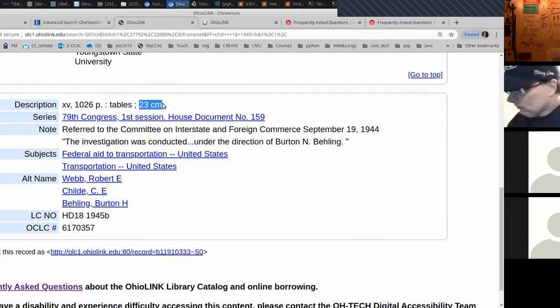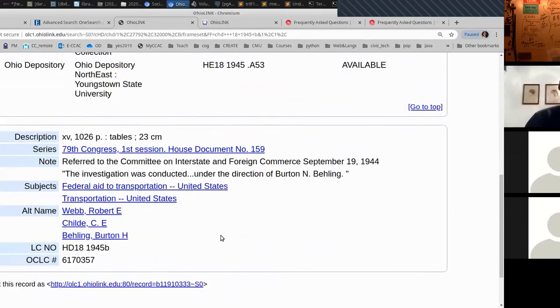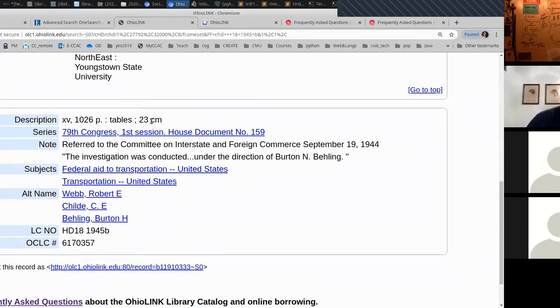This book size, I'd have to do some poking around to see where that came from. It might, let's see, 23 centimeters, probably vertical height. I'm wondering if it's either vertical or diagonal. It might be diagonal.